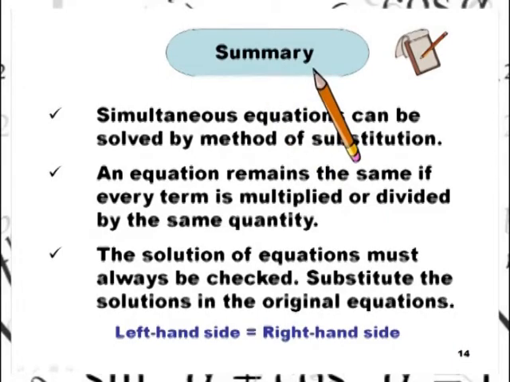Summary: simultaneous equations can be solved by the method of substitution. An equation remains the same if every term is multiplied or divided by the same quantity. The solution of equations must always be checked. Substitute the solutions in the original equations. Left-hand side equals right-hand side.